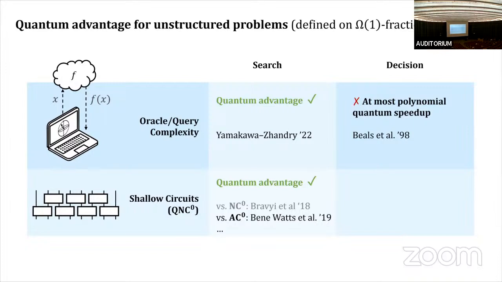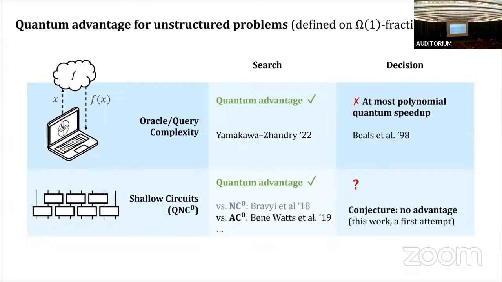If we believe this search versus decision dichotomy is actually a true feature of quantum computation for unstructured problems, we should expect that there's no advantage here. So one might be led to conjecture that there is at most a polynomial quantum speedup here. And this work is a first attempt at trying to prove something like this.